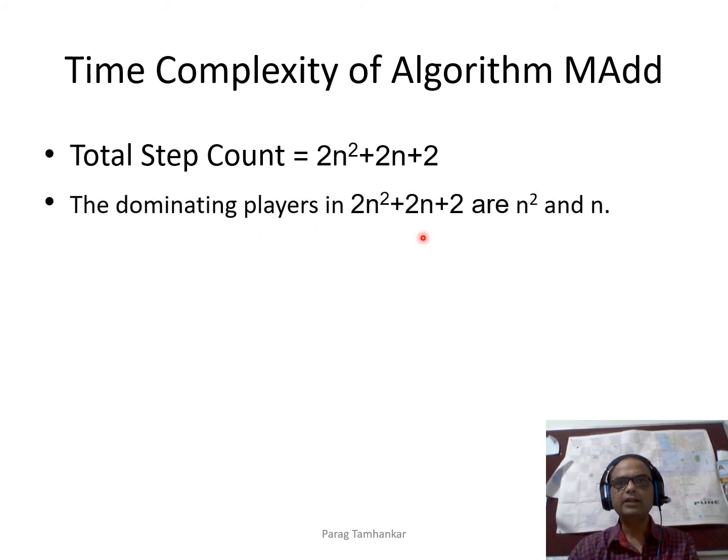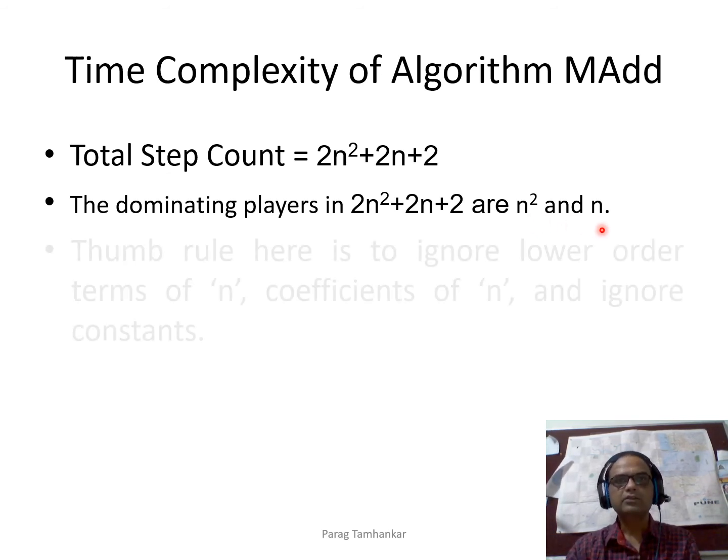So the dominating players in 2n square plus 2n plus 2 happen to be n square and n. There are two terms of n now, n and n square. But out of n and n square, who grows faster? N square will grow faster than n. If you substitute the values of n as 1, 2, 3, 4, 5, 6 and so on, you will realize the graph for n square grows faster than the graph of n.